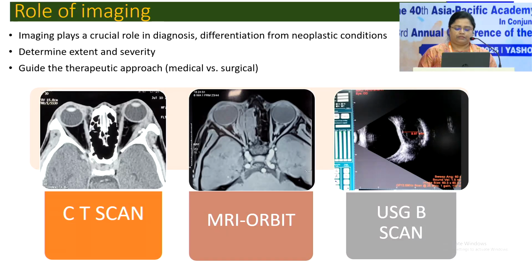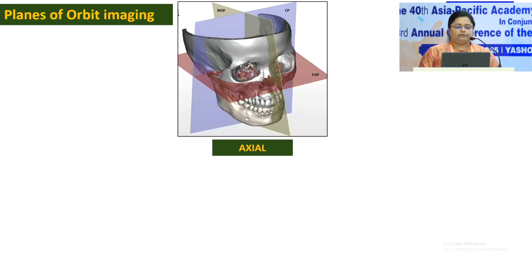The main investigations usually in practice are CT scan, MRI orbit, and USG B scan. However, USG B scan is very much technician dependent and operator dependent, and it's not always used. It is used only for some cases of suspected cysticercus or orbital abscesses, but it is not routinely done, so I will skip this. First, we have to know the planes of orbital imaging.